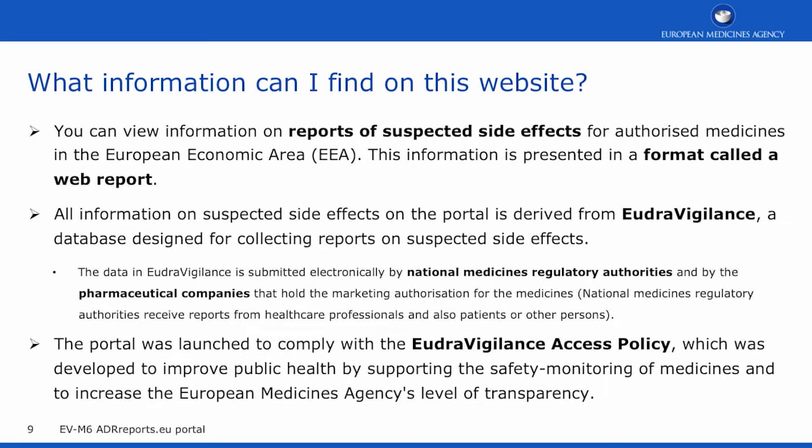The portal was launched to comply with the EV-Vigilance access policy, which was developed to improve public health by supporting the safety monitoring of medicines and to increase the European Medicines Agency's level of transparency. A training module has been developed that describes the main characteristics of the EV-Vigilance access policy. To view this, please consult training module PHV-M4 via the EV-Vigilance training page.